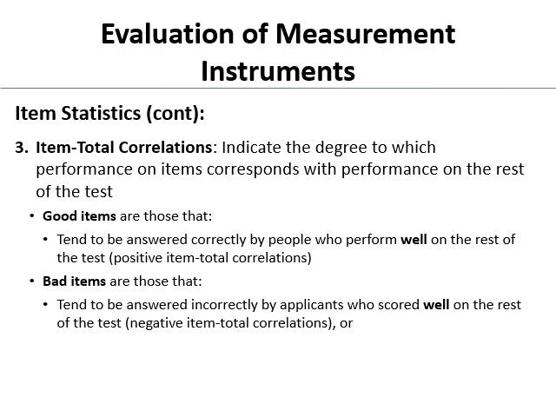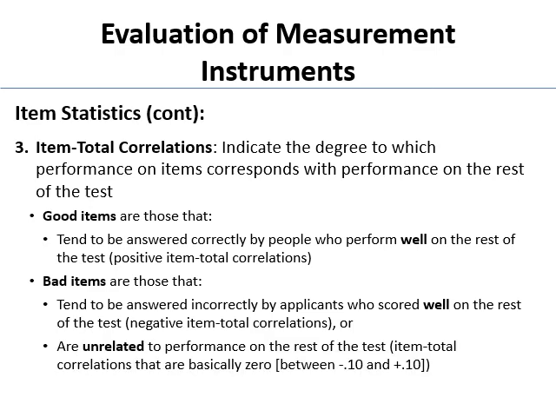Those are the worst. But also, there are items that are basically not really related to the rest of the test. Those have item total correlations that are basically 0. And how do we define that? There's no significance test here. Well, anything between negative 0.1 and positive 0.1 is a really small correlation, right? These are just correlation coefficients. So, anything negative is bad, period. You can think of it that way. If I see negative, it's bad.